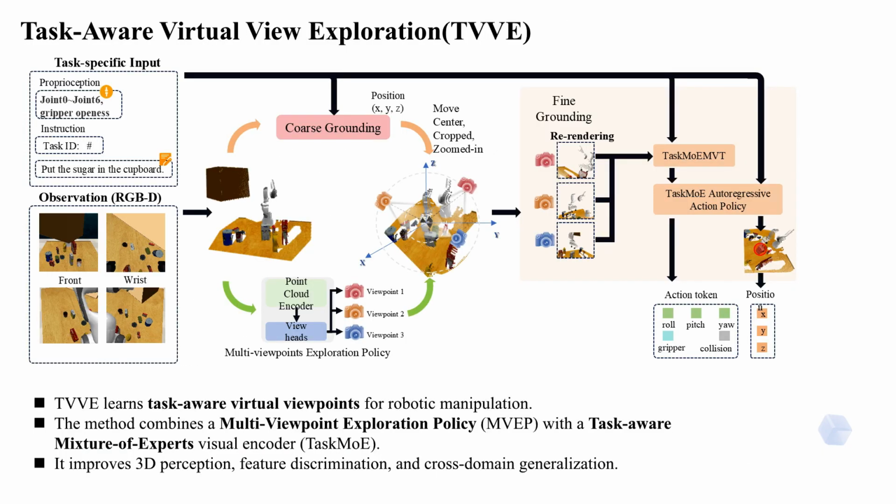To address these challenges, we propose Task-Aware Virtual View Exploration, or TVVE. The model uses RGBD observations from wrist and front cameras, the instruction, proprioception, and a task ID. The first component is a multi-viewpoint exploration policy. It performs coarse grounding to locate the key interaction region, then selects 3 virtual viewpoints for re-rendering, which recovers information hidden by occlusion. The second component is TaskMoE, which routes visual features according to task and scene context. The final policy combines multi-view images, point clouds, and task information to predict position, rotation, gripper state, and collision.